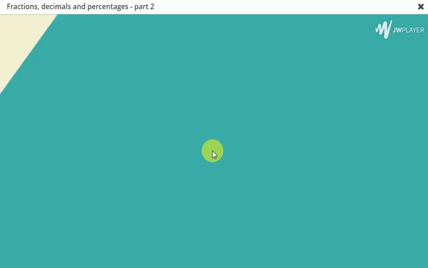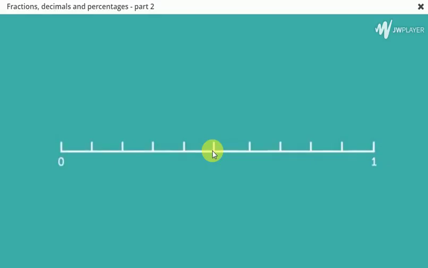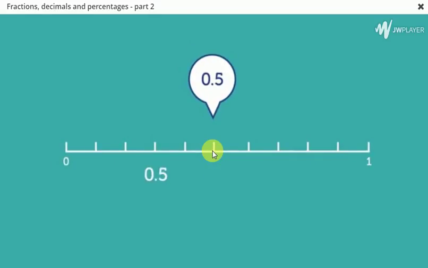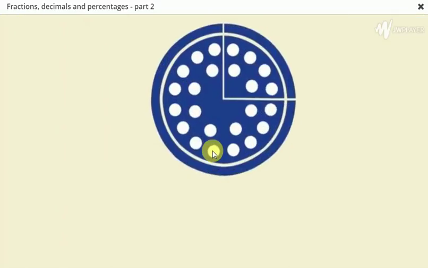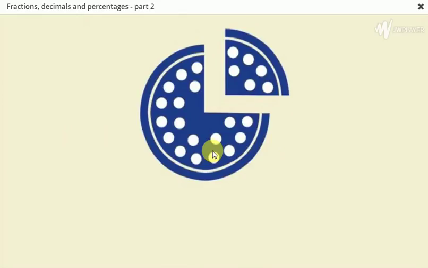What about decimals? Halfway between 0 and 1 is 0.5. 0.5 is the same as a half and the same as 50%. What about 1/4? What's the equivalent percentage to 1/4?